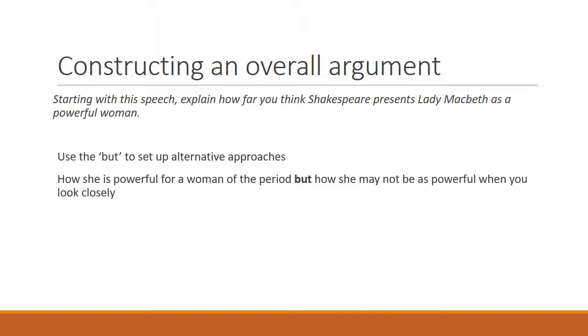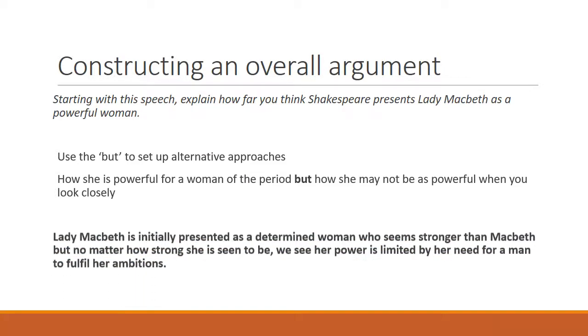So let's take that into an actual example. Lady Macbeth is initially presented as a determined woman who seems stronger than Macbeth. That's how she is powerful for a woman of the period. But no matter how strong she's seen to be, we see her power is limited by her need for a man to fulfill her ambitions, which is how she may not be as powerful when you look closely. So you can see how that structure can be used for almost any question here. How does Shakespeare use violence in the play? Well, he uses it in this way, but then again, you could look at it this way.